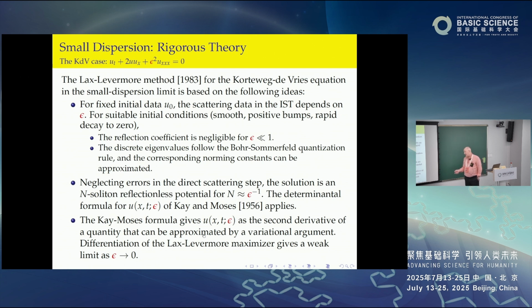Okay, so you get your hands on this Lax-Levermore maximizer, and then you remember that you had these two derivatives, so you have to take two derivatives of that object, and even though you had strong convergence to this maximizer, the derivatives ruin that, and so you end up in the weak topology. You can prove convergence in the weak topology, but that's the best you can do. So that's what happens in the case of the KdV. That's a rigorous sort of analysis.